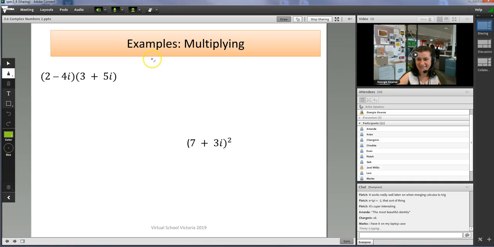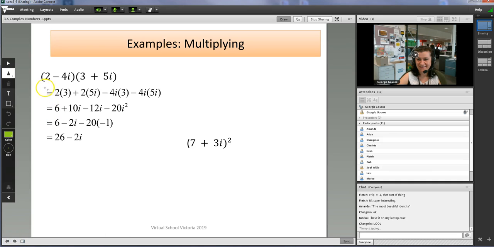Okay, so let's have a look at the multiplication as well. So the multiplication, I think I've got this example here. So we're multiplying out two brackets, just like you would when you're doing an expansion of two brackets, the FOIL method, whatever you want to call it. You just multiply all the terms out. So that's 2 times 3 plus 2 times 5i minus 4i times 3 minus 4i times 5i.